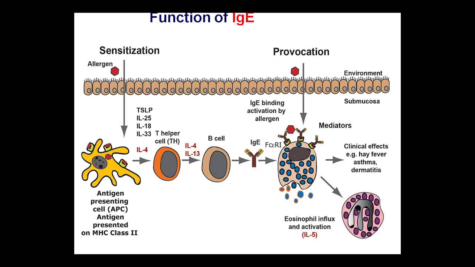In this scheme, you see the function of immunoglobulin E. You see a line of epithelial cells. You see a brown star-like structure of antigen. When this antigen enters the tissues of patients, of course, it becomes engulfed, as any antigen, by an antigen-presenting cell, for example, the yellow dendritic cell shown here. Antigenic determinants of this allergen are presented in complexes with MHC2 molecules to T helper cells.